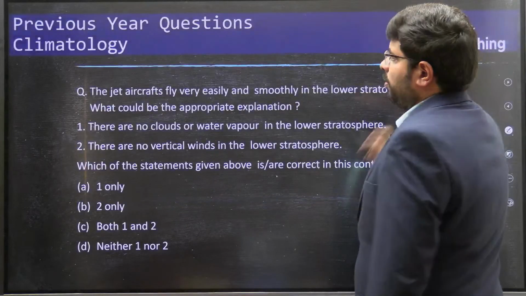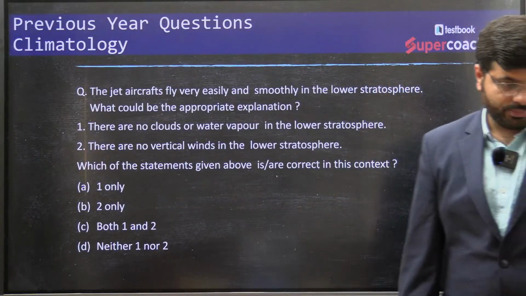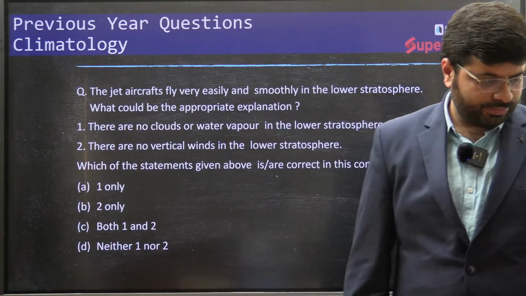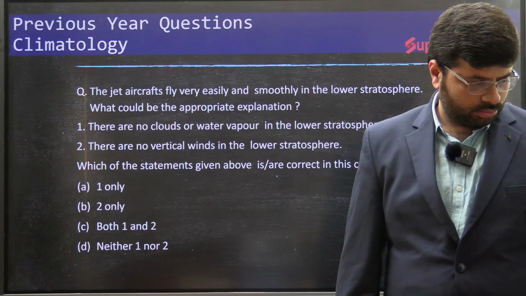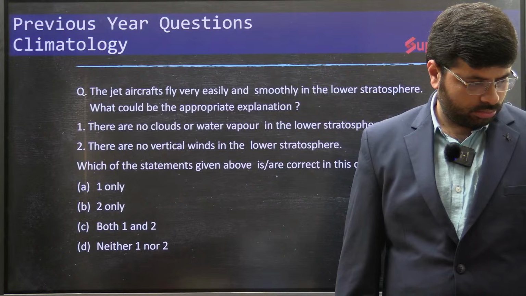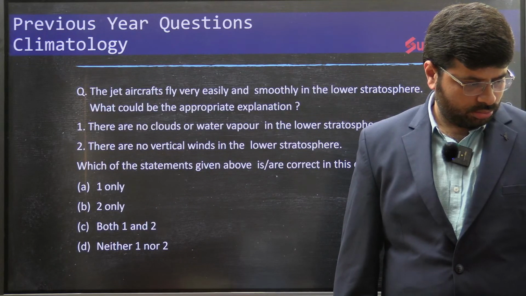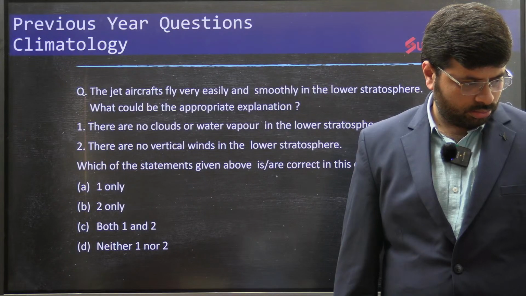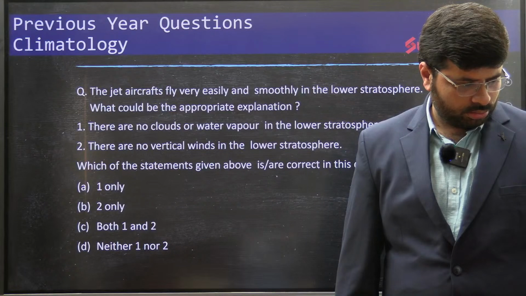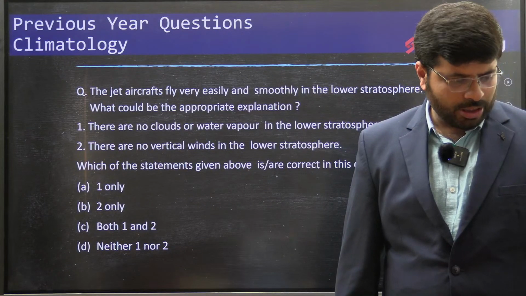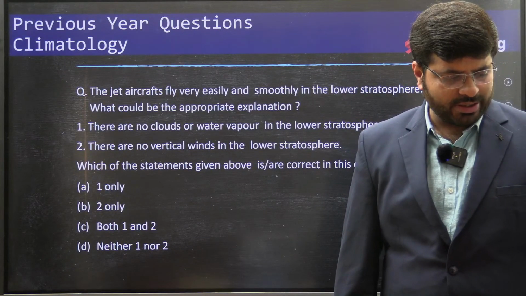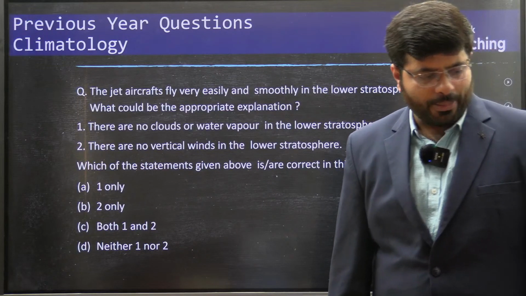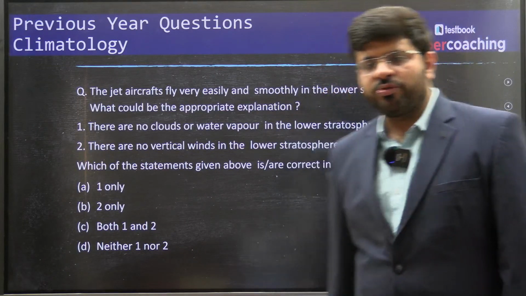Right. Then let's go to the next question. Yes, the shape of the earth is also a reason for that. Apart from that, you do find the convective currents.